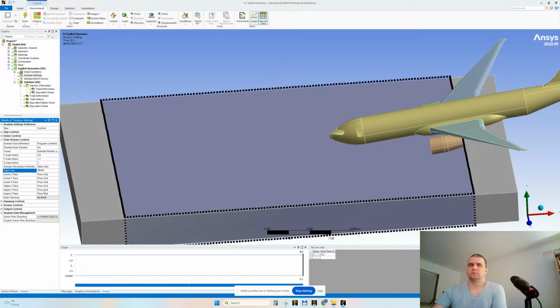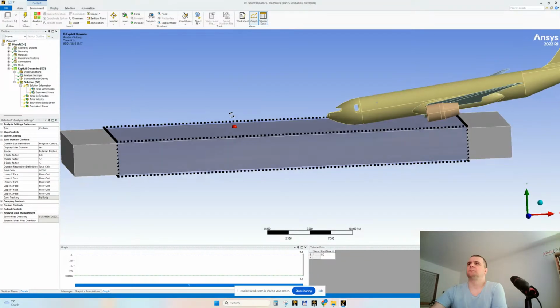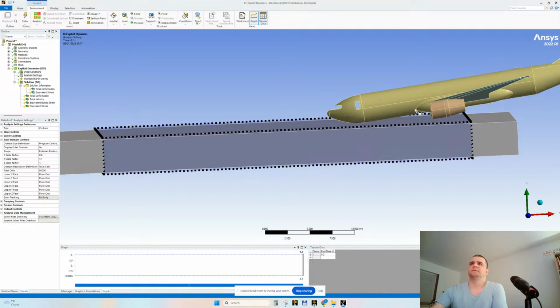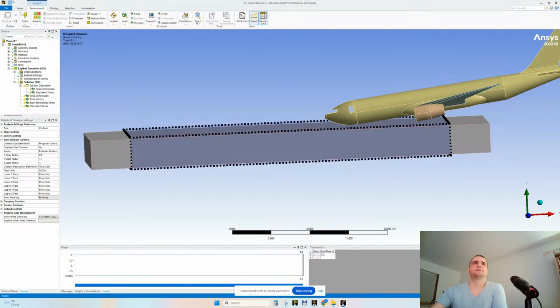150, 100. Maybe half an hour of solving. Okay, I would sincerely like to have something like 20 minutes of solving, something like this. I don't know if the engines will be dismantled, will be separated from the body. Let's just see.